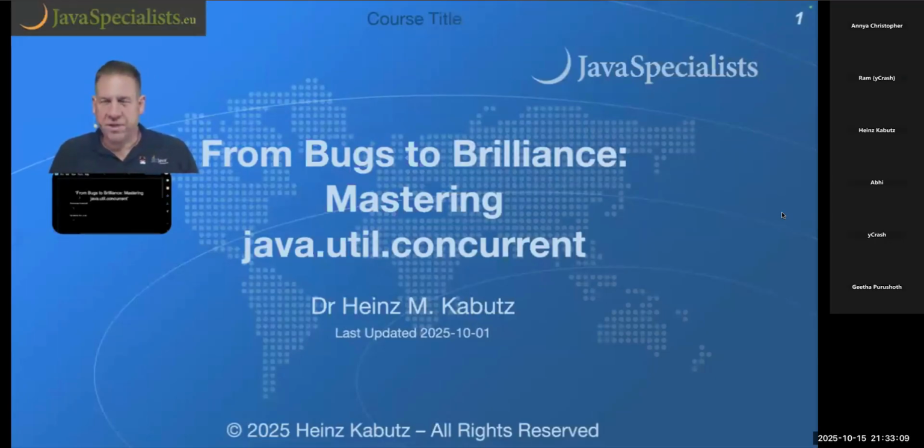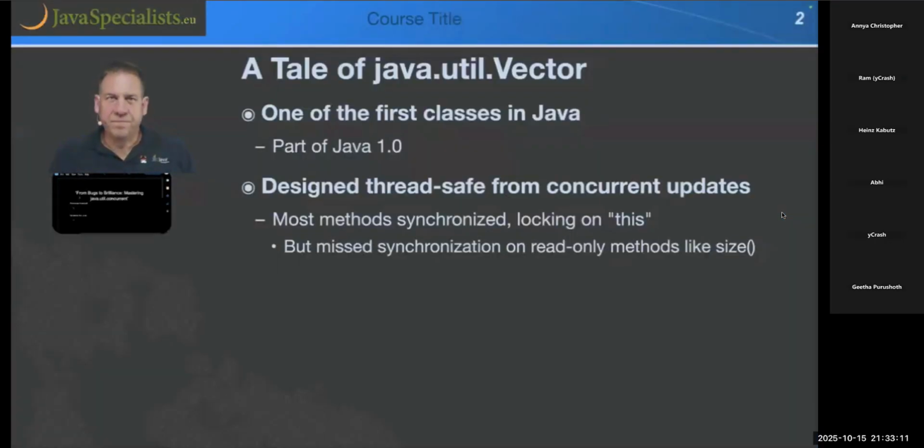All right, so let's get going, and we're going to start right at the beginning, from bugs to brilliance, master java.util.concurrent. I want to start with a class that you no doubt have seen before. This is java.util.Vector, and Vector has been around since Java 1.0, and it was designed from the beginning to be thread safe. But at the time when they designed it, the reasoning about threading wasn't that well developed, and they didn't have a rule book as to how multiple threads should cooperate looking at shared data.